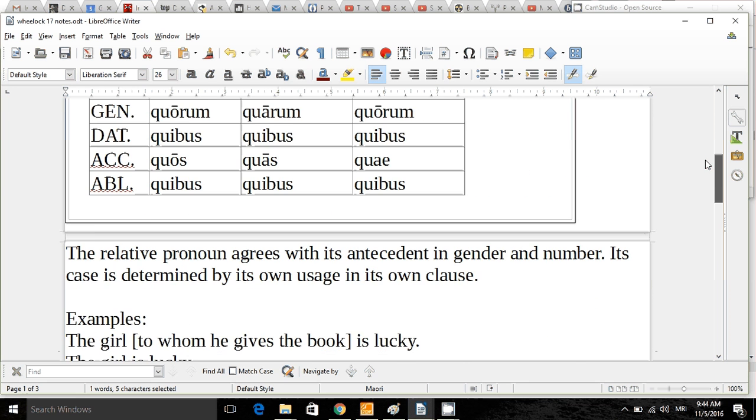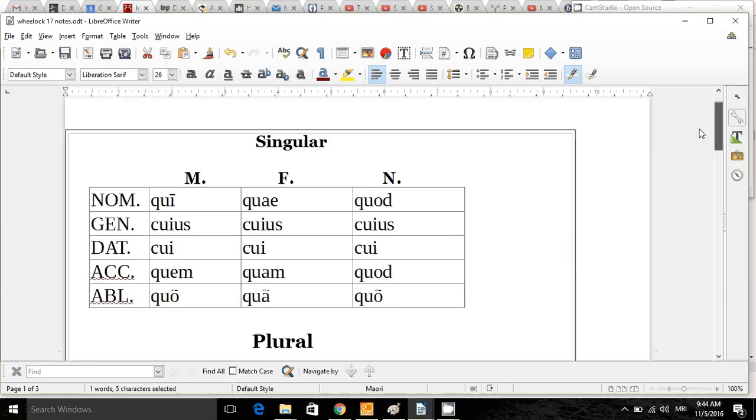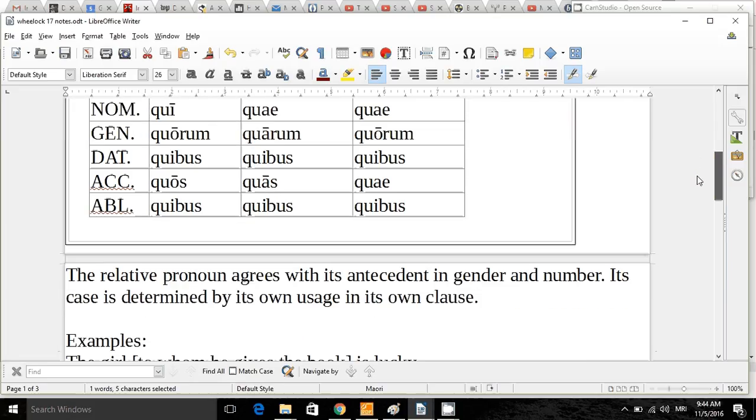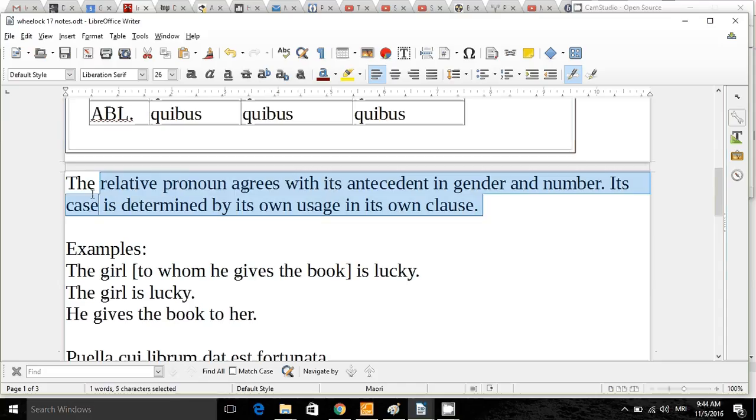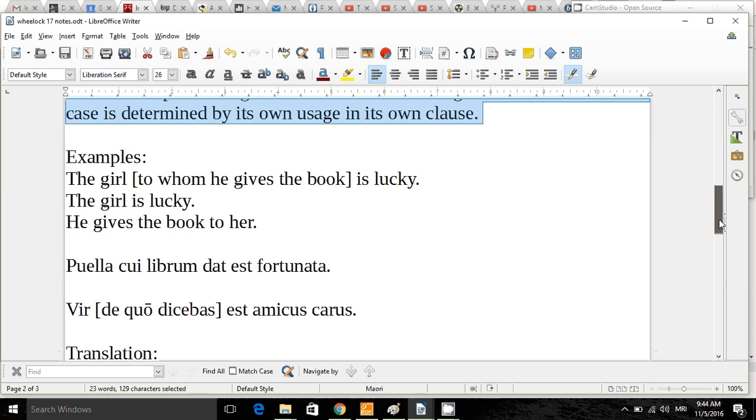Okay, so relative pronouns, the forms are pretty straightforward. This is a new bit of grammar today. And you need to know that the relative pronoun agrees with its antecedent in gender and number. If the antecedent's feminine, the pronoun will be feminine. If the antecedent is plural, the relative pronoun will be plural. They agree in gender and number, but its case is determined by its own usage in its own clause.